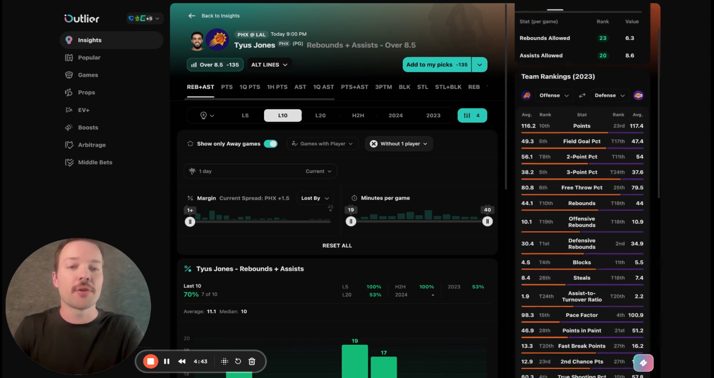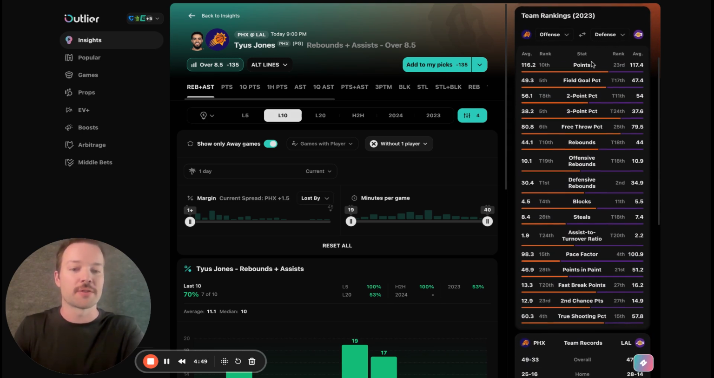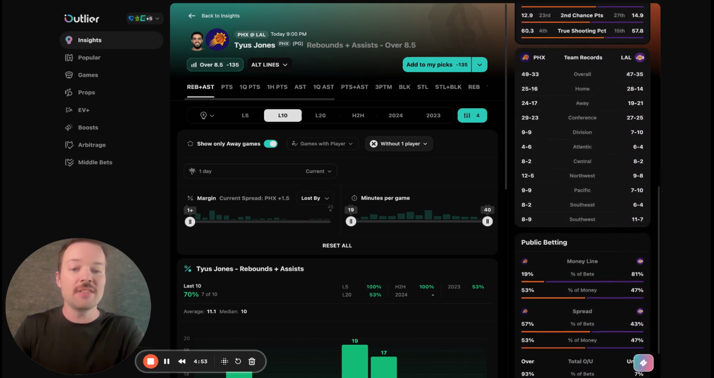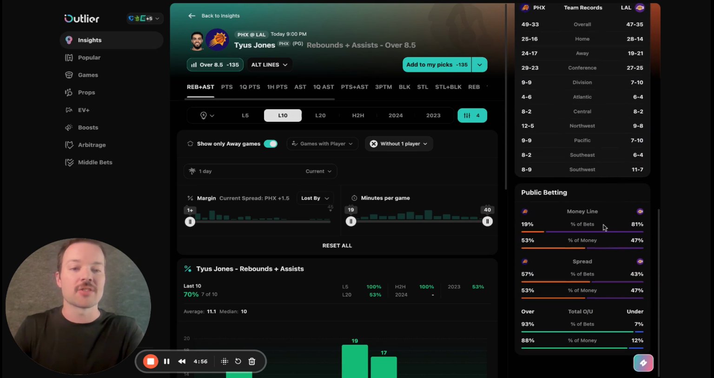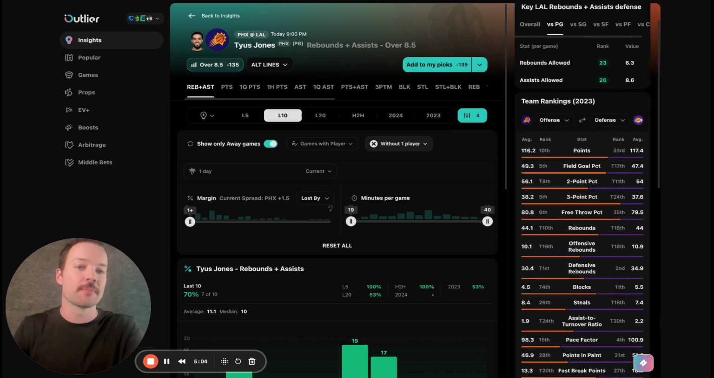Of course, if I go down further, I can see the offensive versus defensive ranks. How do the Suns rank against the Lakers, offense versus defense? I can see team records to the extent I care. I can even see where the public betting is. So where are the most bets? Where is the most money, right? This is actually really useful when considering player props.